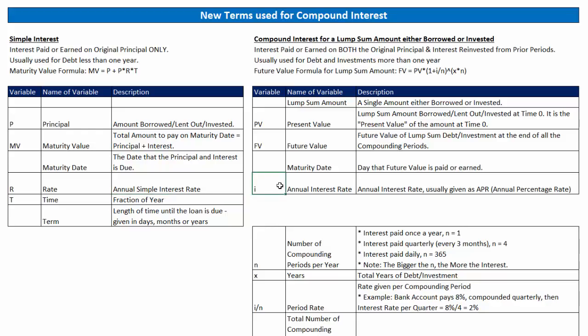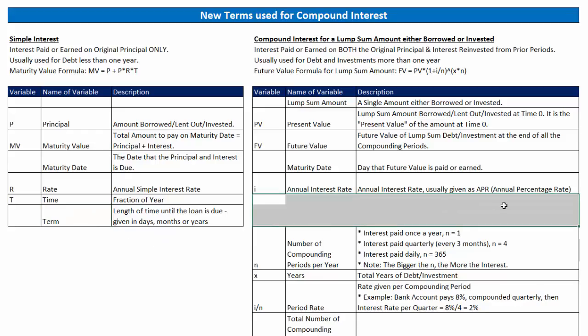Now, when we do our formulas, we're actually going to see some math formulas and some Excel formulas. When we're doing the math formulas, I'll write little i to represent the annual interest rate. So annual interest rate, usually given as, and you probably heard this before, APR. That means annual percentage rate. Now, on the simple interest side, we had T, which meant time. That was a fraction of a year. We also used term. That meant how long was the loan or the investment. Was it in days, months, or years?